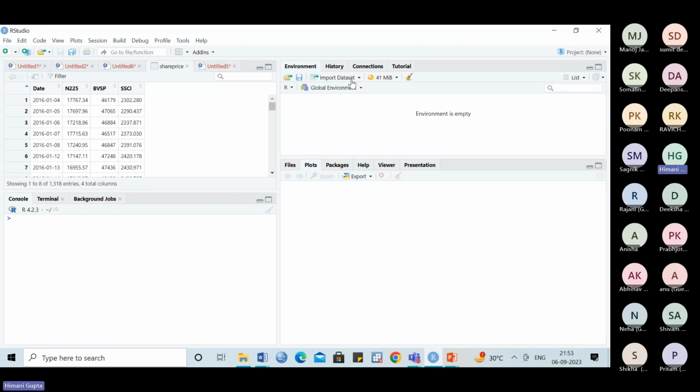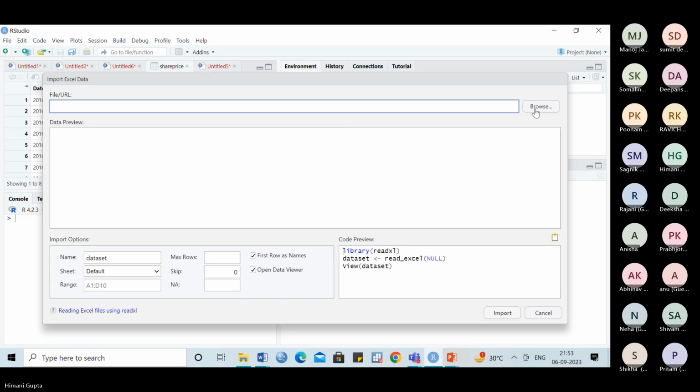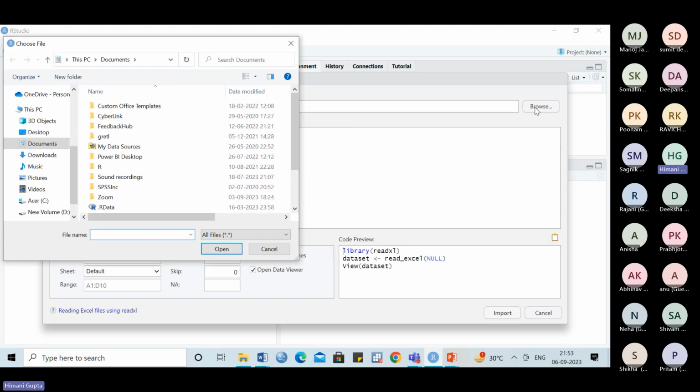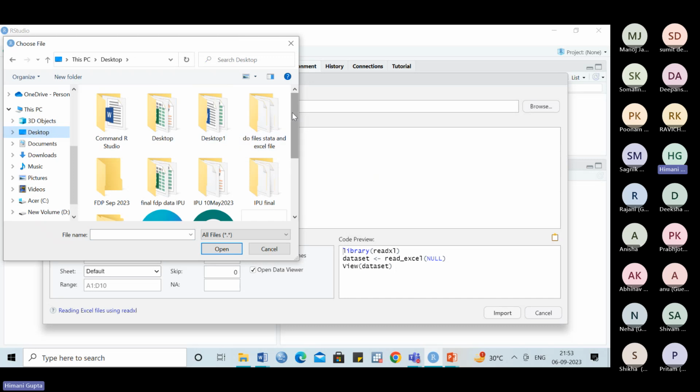Okay, now I have sent you one data set of Century Textile. Just upload that data set in your system. I have sent it on WhatsApp. I have not mailed it. I have just sent it on the group.